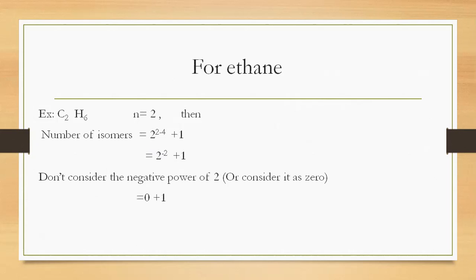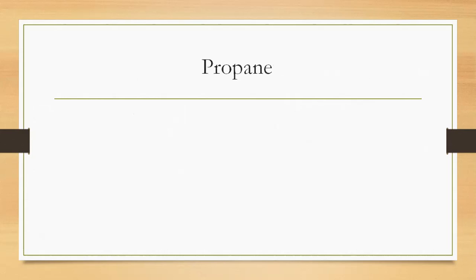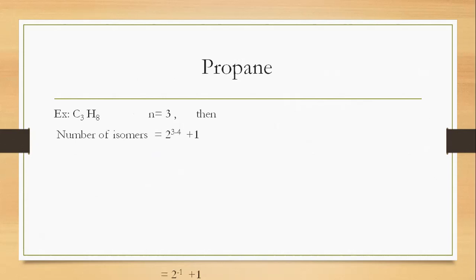So only one isomer. Propane, again C3H8, n equal to 3. Number of isomers is 2 to the power 3 minus 4 plus 1, which is 2 to the power minus 1. Again, 2 to the minus 1 should be ignored. Only one isomer.